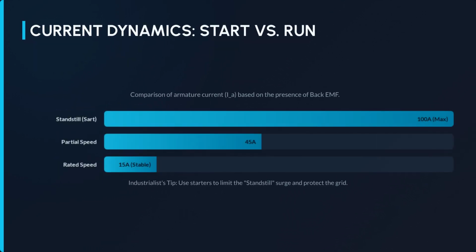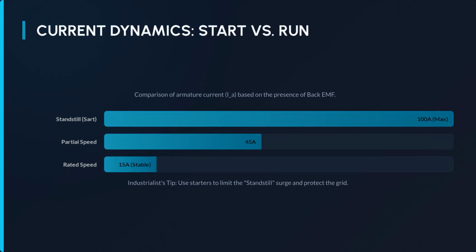This chart illustrates current dynamics. The armature current is maximum at standstill when E_B is 0, but drops significantly once the motor reaches rated speed and E_B is established. Industrial tip: use starters to limit the standstill current surge.